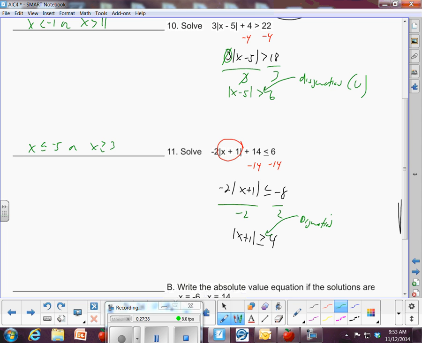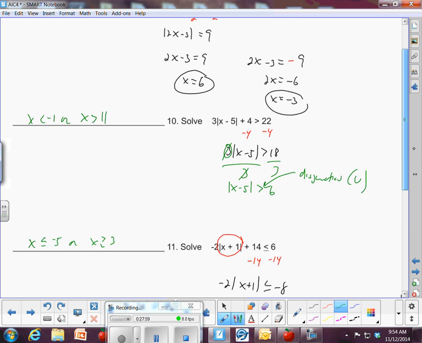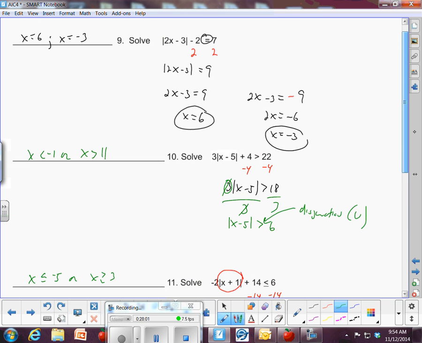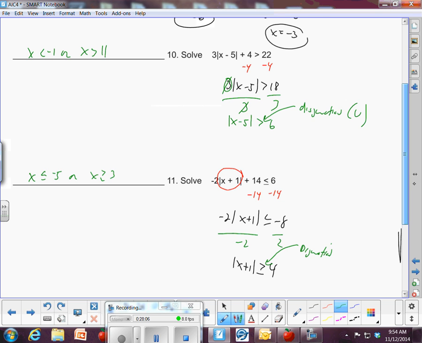Okay, but again, the only thing different on this review is that I'm reminding you to isolate the absolute value. Will you get a ton of those? No, but expect 1 or 2 where you got to isolate the absolute value first. You got to remember conjunction or disjunction to get that final answer. Notice the difference between 9 and then 10 and 11. 9's just an equation. 10 and 11 would be a conjunction or disjunction.